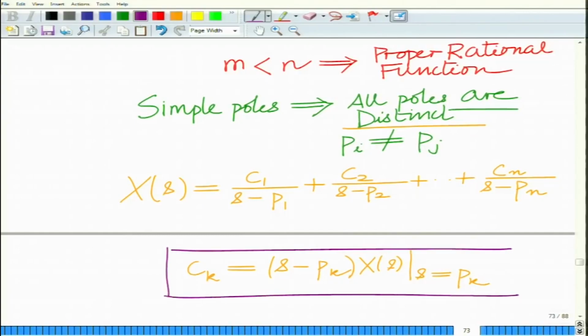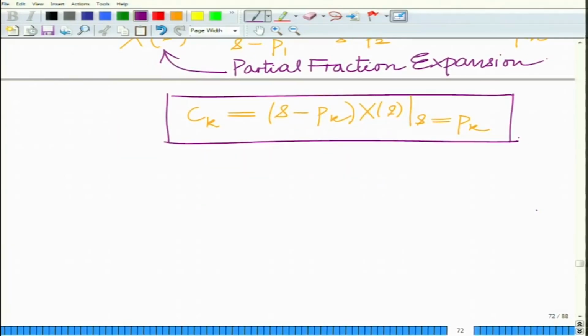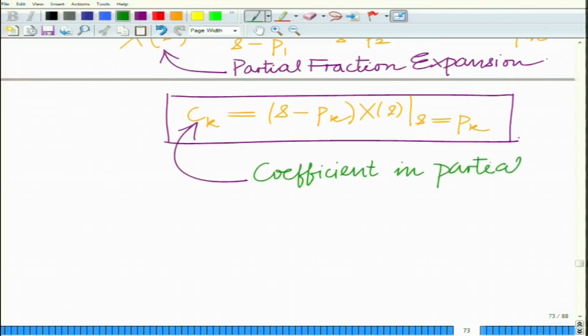Okay, so this is the partial fraction expansion of Xs, and Ck is the kth coefficient in the partial fraction expansion of Xs.